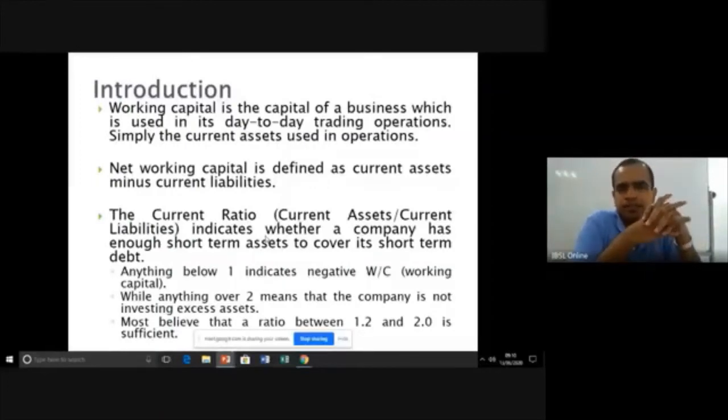That's not healthy either, because your current assets are inevitably invested in low return instruments like cash and treasury bills, which are very liquid and short term. Most believe that a ratio between 1.2 and 2 is sufficient, right? So it has to be around 1 and 2. Not more, not too less.